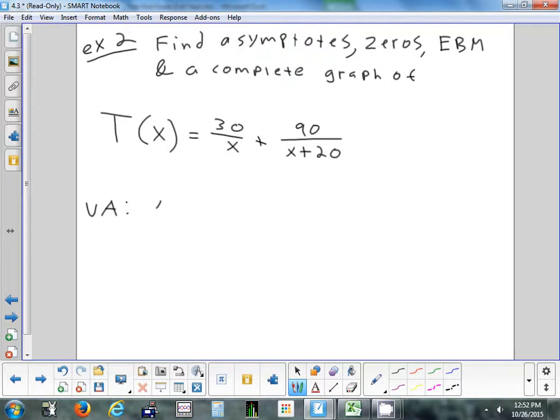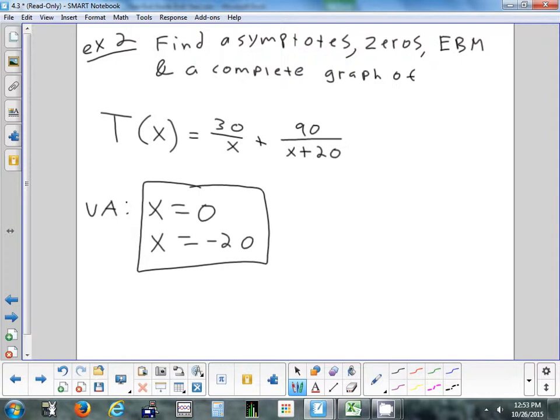Yeah, find what makes your denominators equal to 0. So the first one, it's x equals 0. Brad, can you give me the second one? Negative 20. Now, in this particular problem, I don't think these asymptotes are particularly helpful because we don't have negative speed.